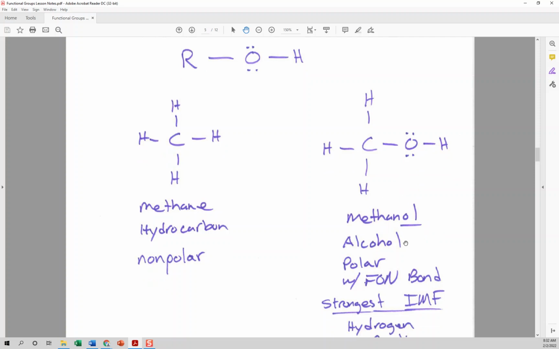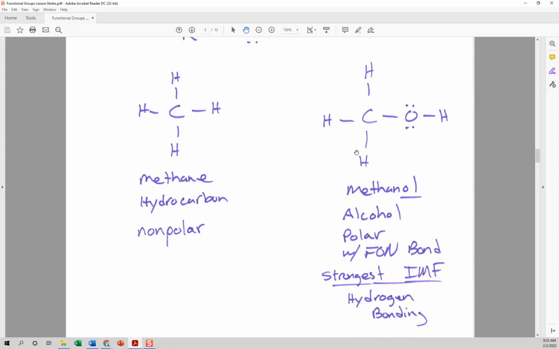So it's an alcohol, but notice what that does. Now this is a very polar bond. This is a very polar bond. The molecule now has polar bonds. The molecule now is asymmetrical, so the molecule is polar. Not only is it polar, look, we have one of our FON bonds, H bonded to O. And if that's the case, then methanol can hydrogen bond with other methanol molecules. So methane's strongest IMF is just London dispersion, and it's pretty weak London dispersion because there aren't that many electrons. But over here, methanol has hydrogen bonding.